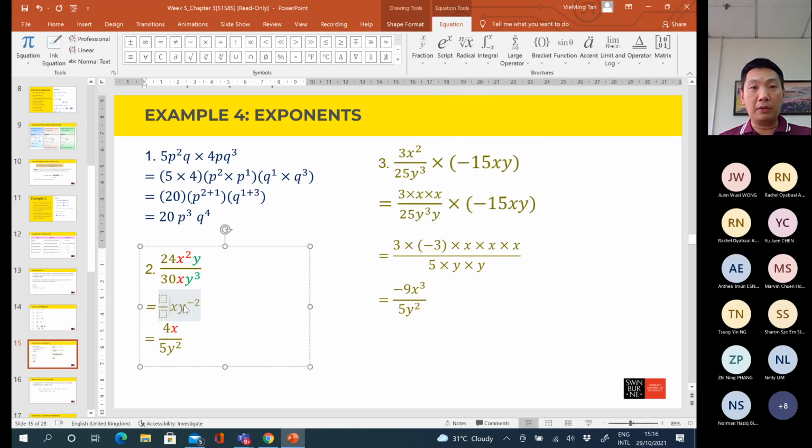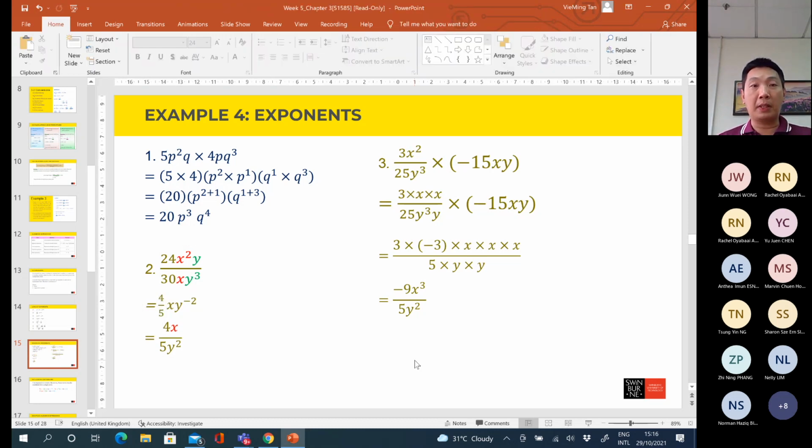Both are correct, nothing wrong, 4 over 5, unless the question asks you to simplify in a particular format. So for power 2, usually we want to leave the answer in positive number. What you can do is move the y variable down as a denominator. Then you can change the power number from negative 2 to positive 2. So far so good. Next question. This is 3x power 2 divided by 25 y power 3, and then multiply negative 15 multiply x multiply y. Also the same.